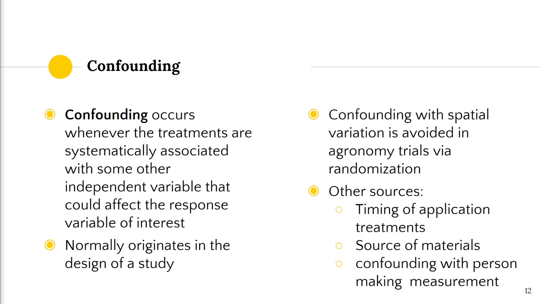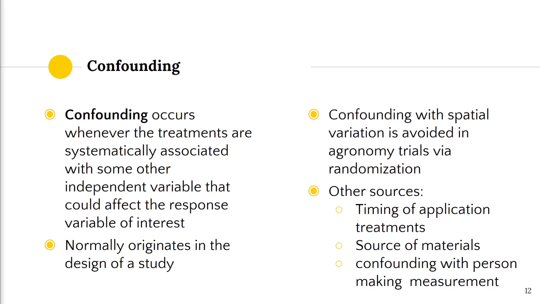Also things like source of materials. In seed germination research that I do, seed lot really matters. You can have the same variety, you germinate in the exact same petri dish, but seed lot, so the year and even the field that seed was produced in, has a huge impact on germination. So you really need to control for your seed lots. And if you don't, you're going to have some confounding going on.